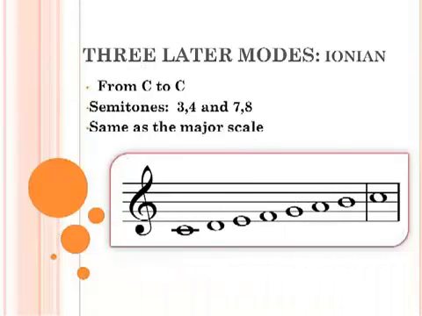This is the easiest of all the modes for us, the Ionian mode, which has tones and semitones that are the same as the major scale. How easy is that? The Ionian mode is from C to C, and it has semitones between the third and the fourth degree of the scale and the seventh and eighth degree of the scale.